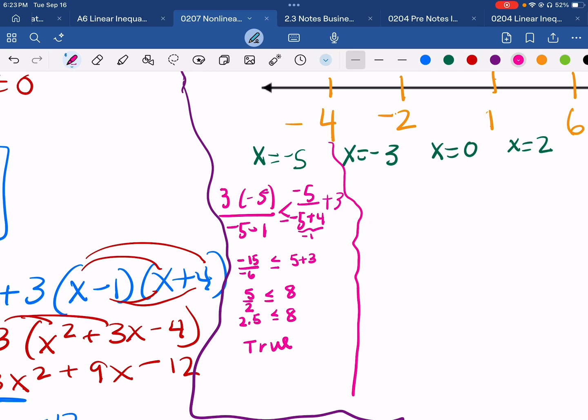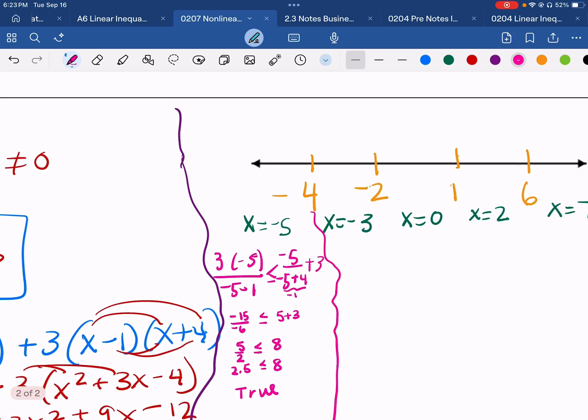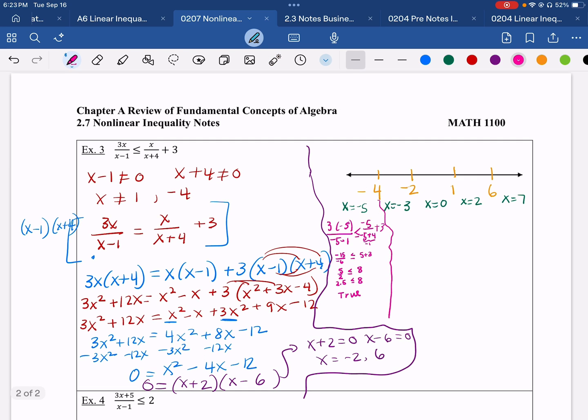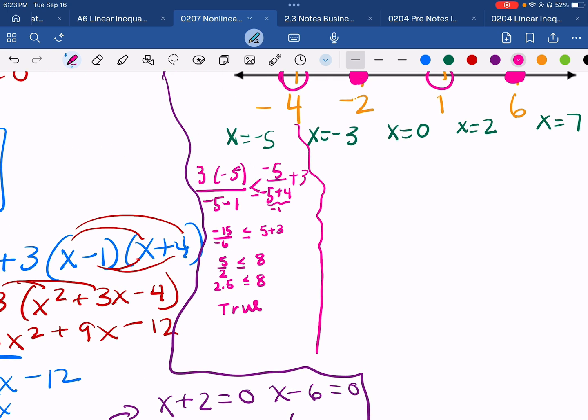So since it's undefined at negative 4, look at this, it's undefined at 1 and negative 4, so those are open circles. Negative 4 and 1 definitely have open circles. And from negative 2 to 6, those are solid circles. All right, plug it in negative 3.